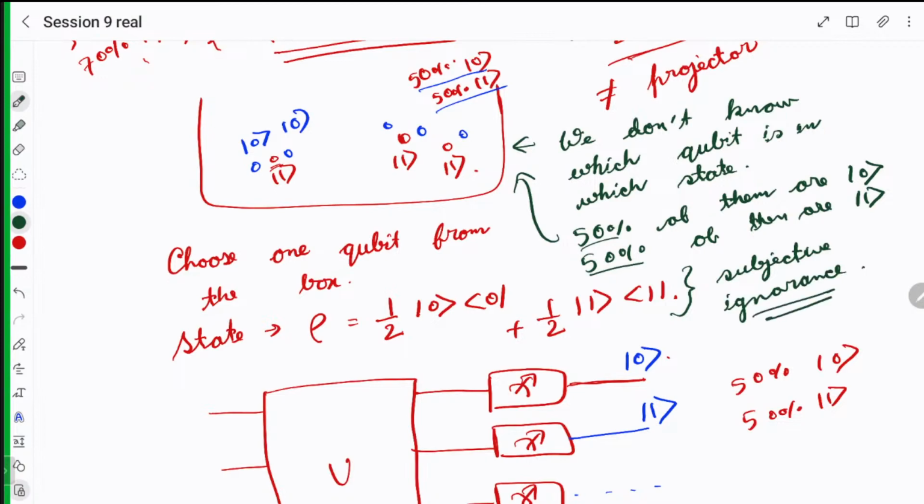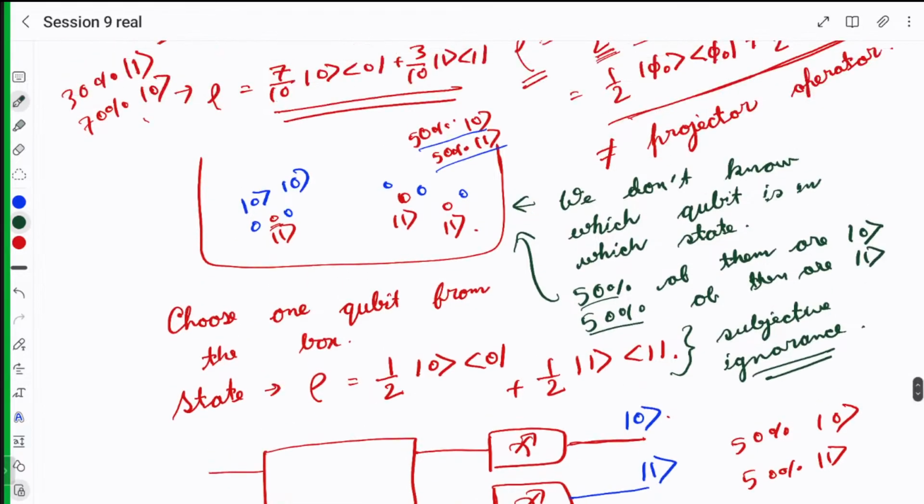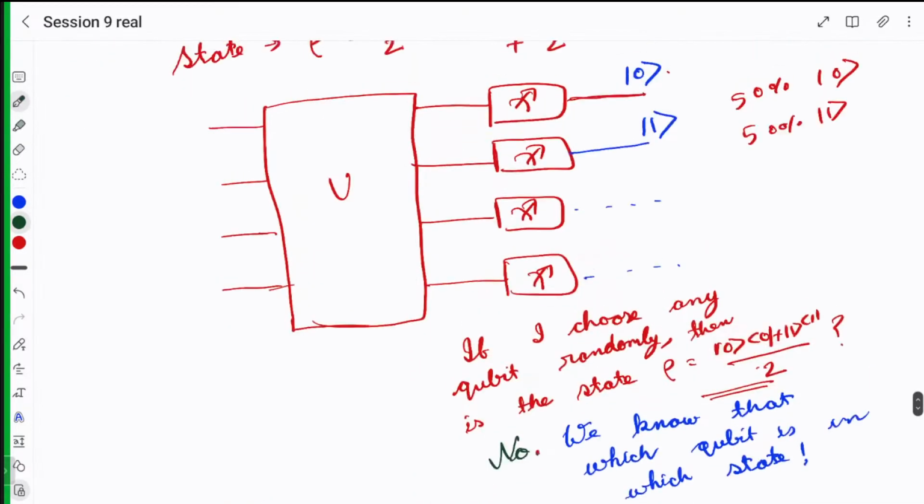Okay. So is this part clear? See why we have a mixed state here and why we have a pure state here?